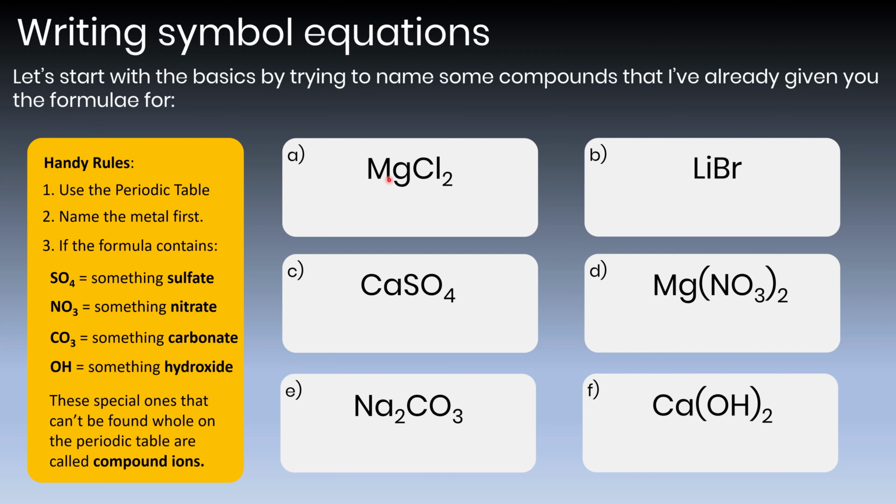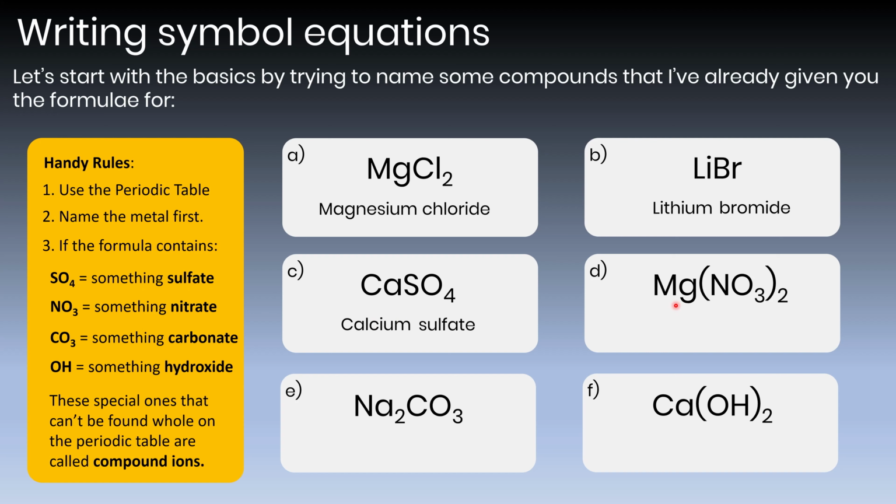It's got Mg for magnesium and Cl for chlorine, but when chlorine's in a compound, it becomes chloride. So we've got magnesium chloride. B. Li is lithium and Br is bromine, so this compound will be lithium bromide. The next one, we've got Ca for calcium, and we've got an SO4 group, and you should remember that that makes it something sulfate, calcium sulfate.